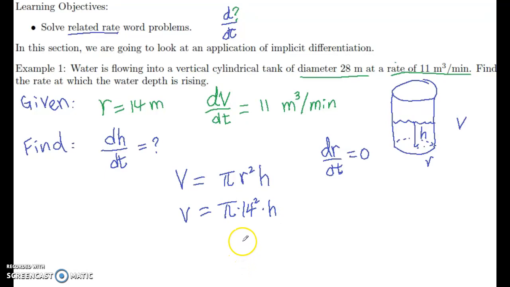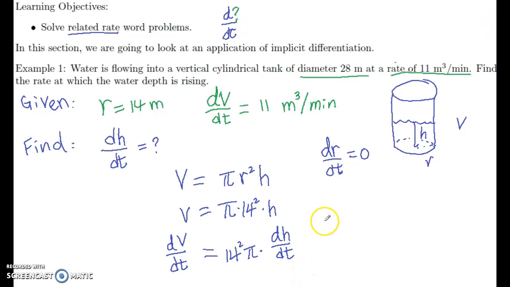In this case, when we want to find dh over dt, all we need to do is take the derivative with respect to time on both sides. For V, it's just dV over dt. It equals pi times 14 squared, which is a constant quantity. For a constant, we usually just copy it. So 14 squared pi times, now the height is changing, so it's dh over dt.